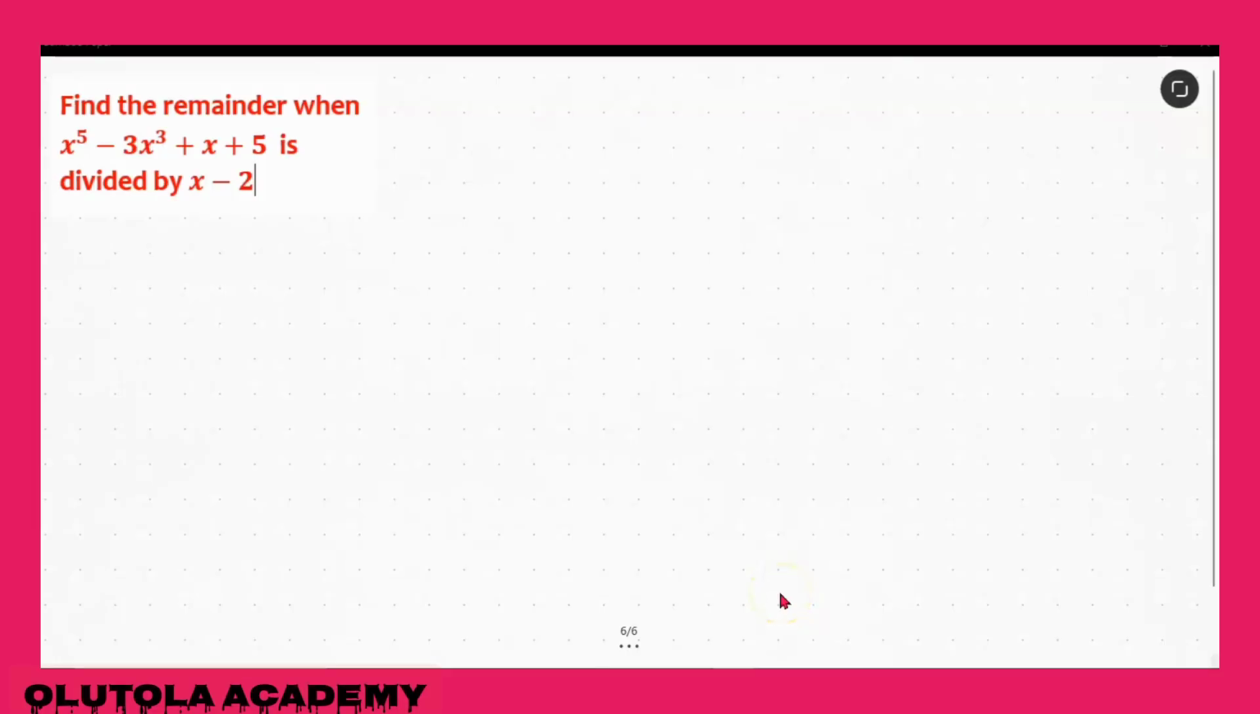So I'm going to be working on this question as a bonus question to end the topic division of polynomials, and I'm going to be using the two methods because there's something special about this question. It's a polynomial of order 5, raised to power 5, and as you can see, raised to power 4 is missing, raised to power 2 is missing. So if you are to do this using the long division, you need to take the x raised to power 4 as 0. So I'm going to do both.